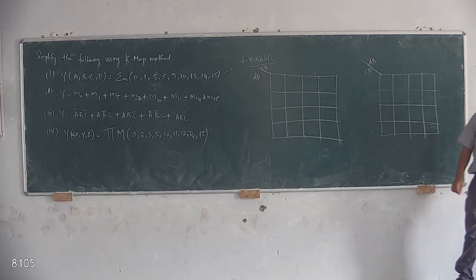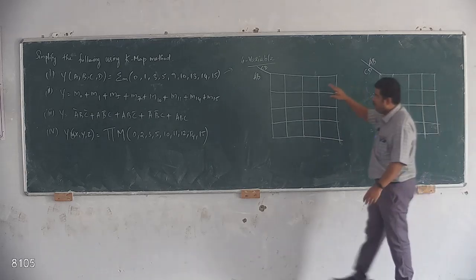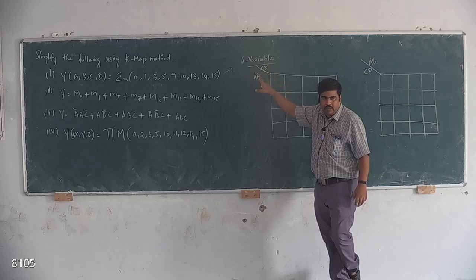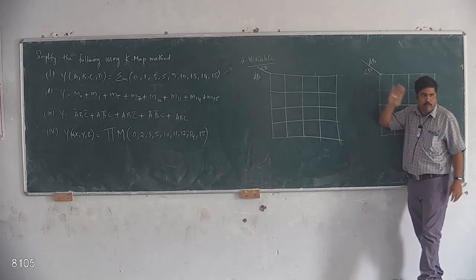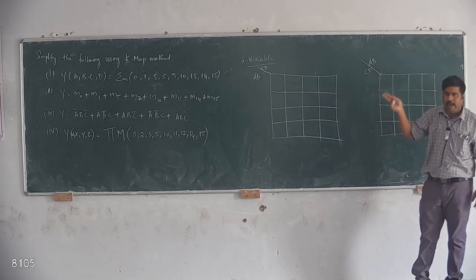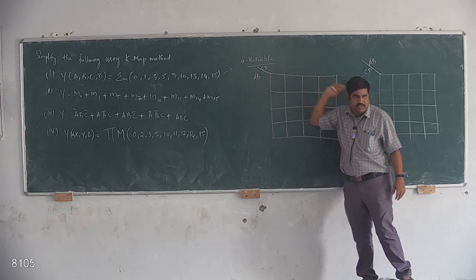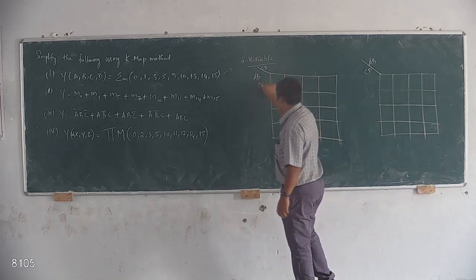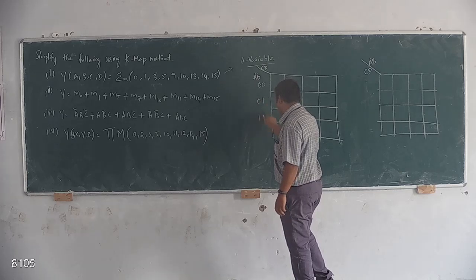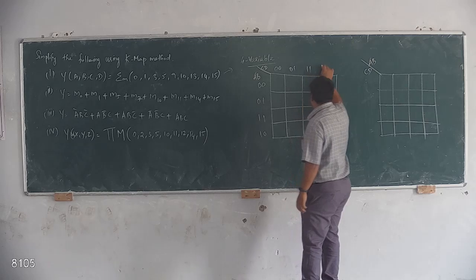Listen carefully. This K map, if you write the variables AB over here and CD over here, is equal to AB over here and CD over here. We are going to prove that one. You can follow any one method, either take AB on this side or CD on that side, that is your wish. So what are these values? 0, 0, 0, 1, 1, 1, 1, 0.